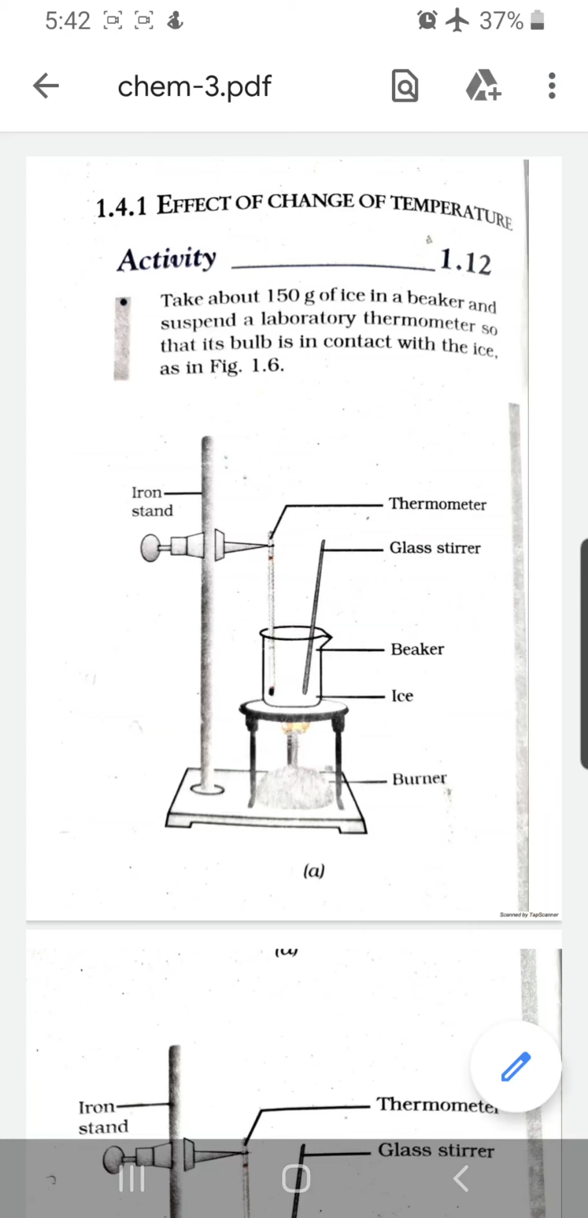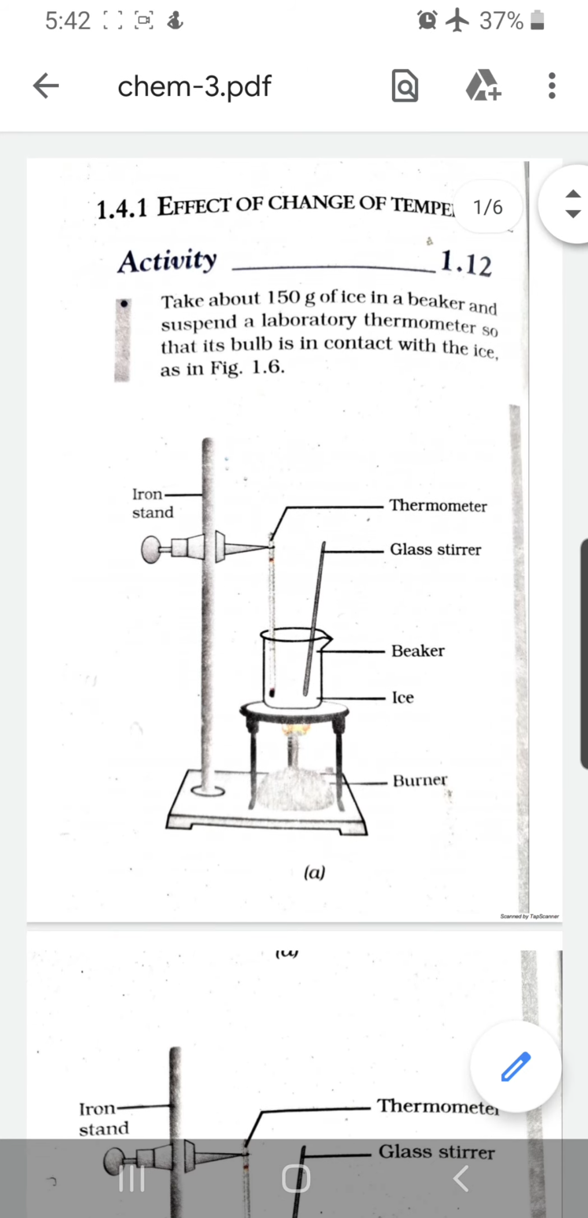Good morning, students. We are going to start with the next topic, Can Matter Change State, in the lesson Matter in Our Surroundings. Today, we are going to study the effect of change of temperature on the solid state and the liquid state. In this first diagram that we see here, this activity shows how heating affects the solid state and changes it into the liquid state.